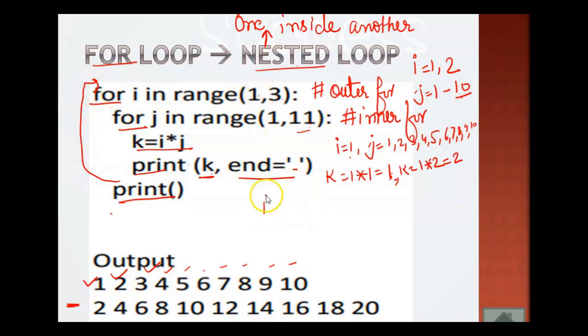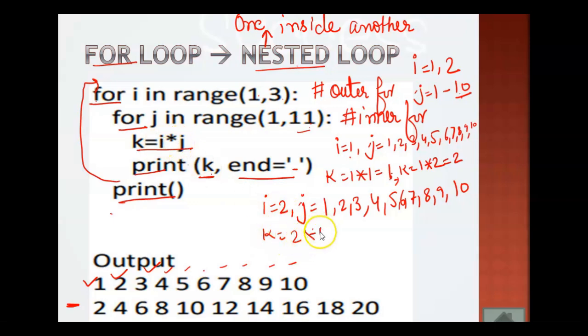So i will increase by 1, so it becomes 2, and j again will work for 1, 2, 3, 4, 5, 6, 7, 8, 9 and 10. Now check the k value. K is i into j, the value of i is 2, so 2 into 1 is equal to 2. End equal to space is going to keep a space, and then 2 into 2 is equal to 4, then 2 into 3 is equal to 6. Like that it is going to work till 20.